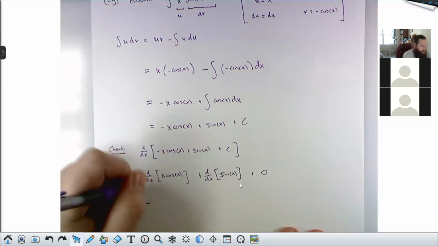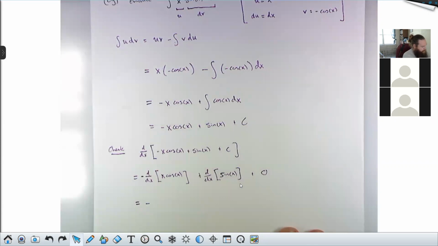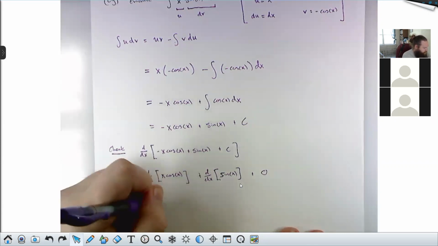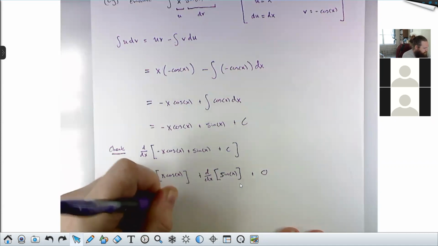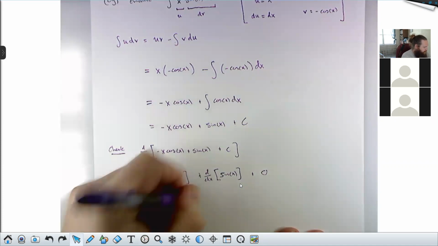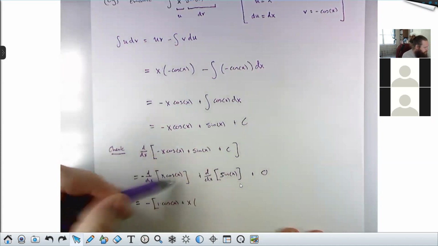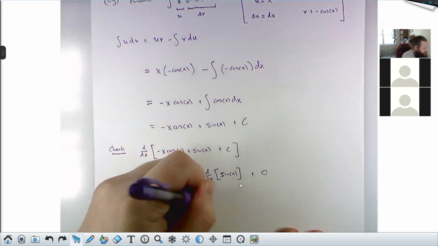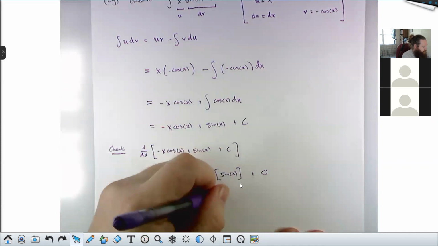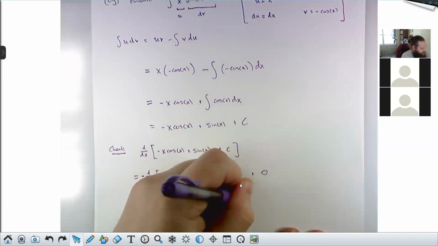This negative is this negative. The derivative of x cos x, that's a product rule thing. You differentiate the x, leave the cosine alone. That's 1 times cos x. Plus, now you leave the x alone, differentiate the cosine. That's x times, well, what's the derivative of cosine? It's negative sine, right? Negative sine x. That's that first piece. Then the derivative of sine x is cos x.